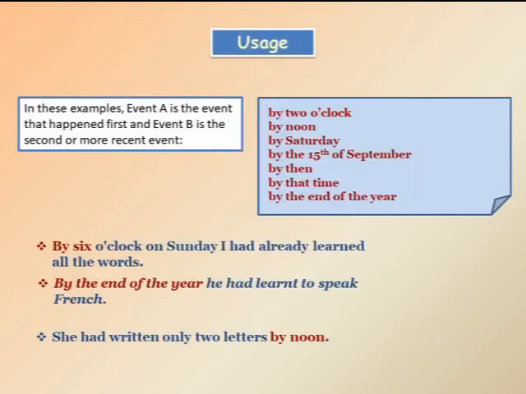When do we use past perfect? In these examples, you can see here, event A is an event that happened first, and event B is a second or more recent event.